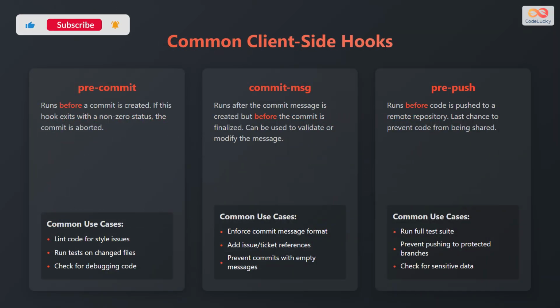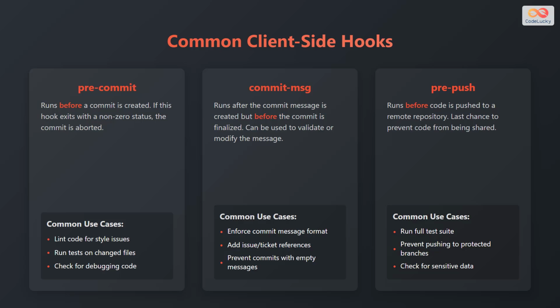Common client-side hooks include pre-commit, commit-msg, and pre-push. The pre-commit hook runs before a commit is created. If this hook exits with a non-zero status, the commit is aborted. Common use cases include linting code for style issues, running tests on changed files, and checking for debugging code.